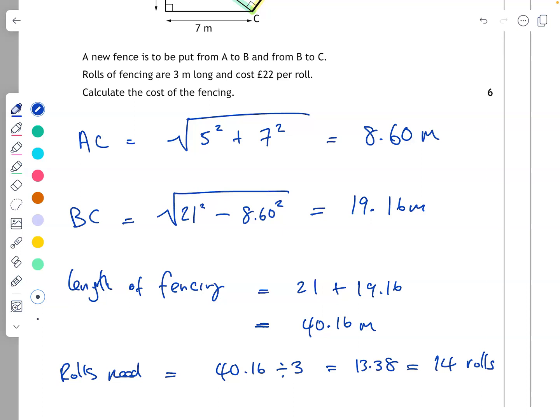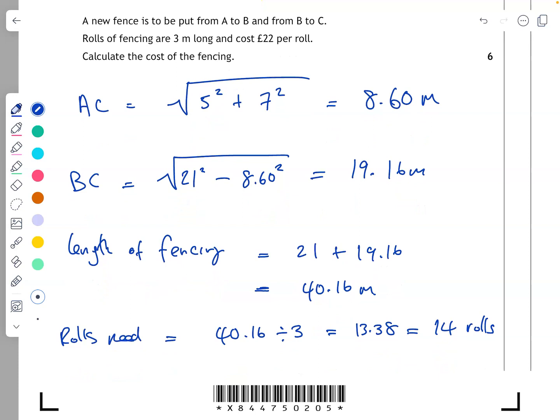And the last section, so we need 14 rolls, and each roll costs £22. So the cost is going to be £22 times the 14, and that comes to £308 for the total cost.